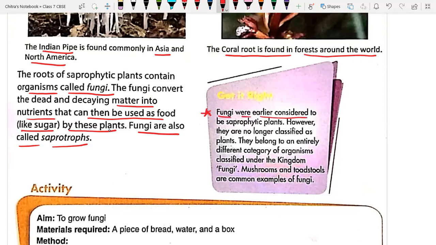Fungi were earlier considered to be saprophytic plants. However, they are no longer classified as plants. They have been removed from the plant category and belong to an entirely different category of organisms, classified under the kingdom called fungi. In earlier days fungi used to come under plants, but now they have a different kingdom. Mushrooms and toadstools are common examples of fungi, and mushrooms have different kinds of species. Some species we eat, they are not toxic, and one important mushroom is also used for medicinal purposes.